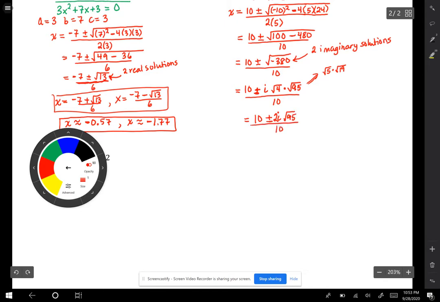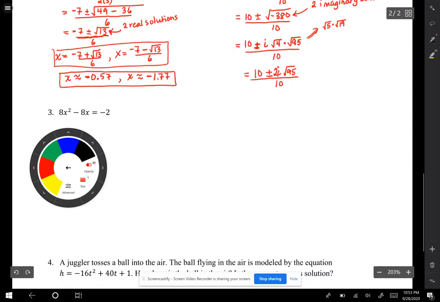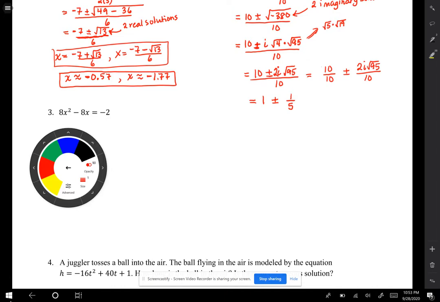And now let's separate it into our two answers. So the first answer, well, let's simplify it. So we can write it like this, because we write each part of the numerator over the denominator. So 10 divided by 10 is 1. Plus or minus 2/10 is equal to 1/5. And you could put the i in front and then put the radical, or else you might actually put it in the radical. And those are your two answers.